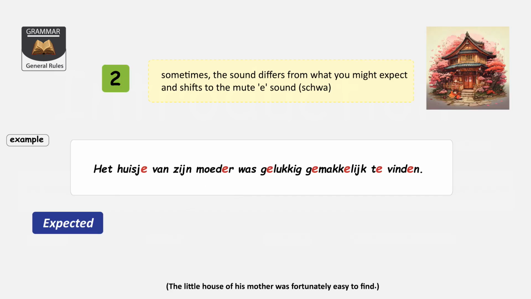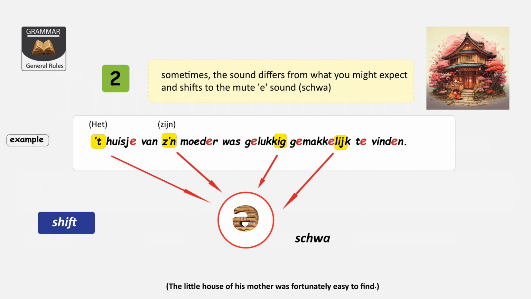If you read the sentence in a more official way, you would say het and zijn. But if you speak in a more natural way or in a more casual way, you would pronounce the next sentence as: Het huisje van zijn moeder was gelukkig gemakkelijk te vinden. You can see the het sound shifts to the ut sound and zijn sound shifts to zin. You can also see the endings, the suffixes ich and lik, shifting to the schwa sound. We will talk about this a little later.